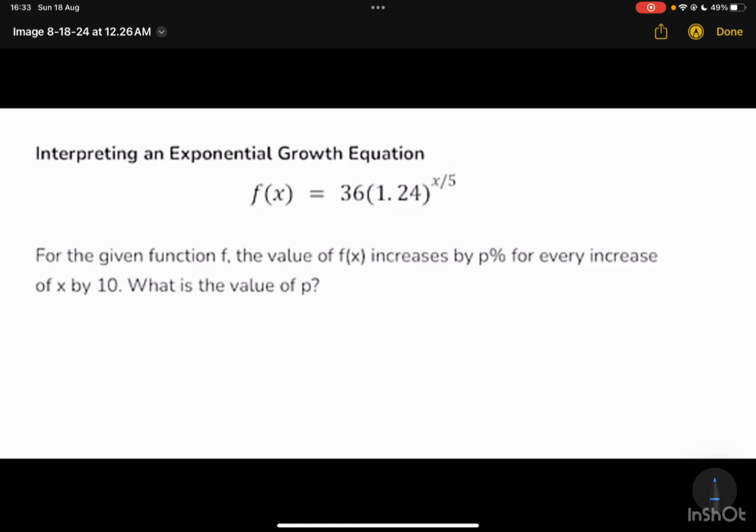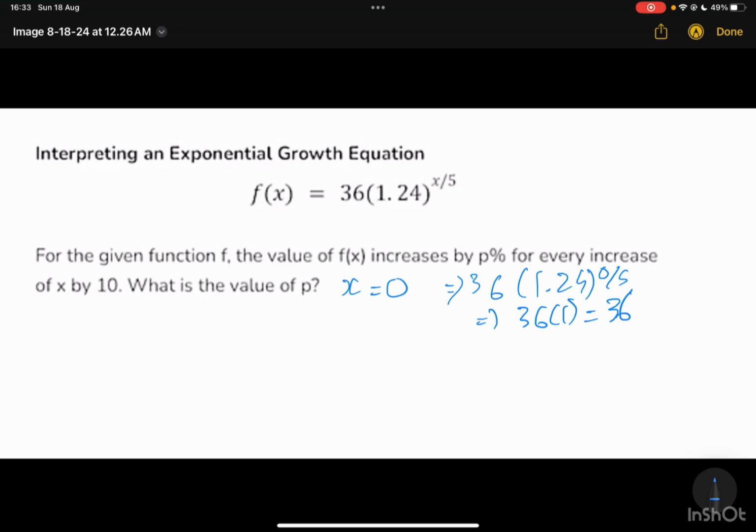So if we put x equals 0 for this, we're going to have the original value of f(x). As we put x equals 0, we have 36 times 1.2 to the power of 0 divided by 5. So we're going to have 36 times 1, so 36 is the original value.